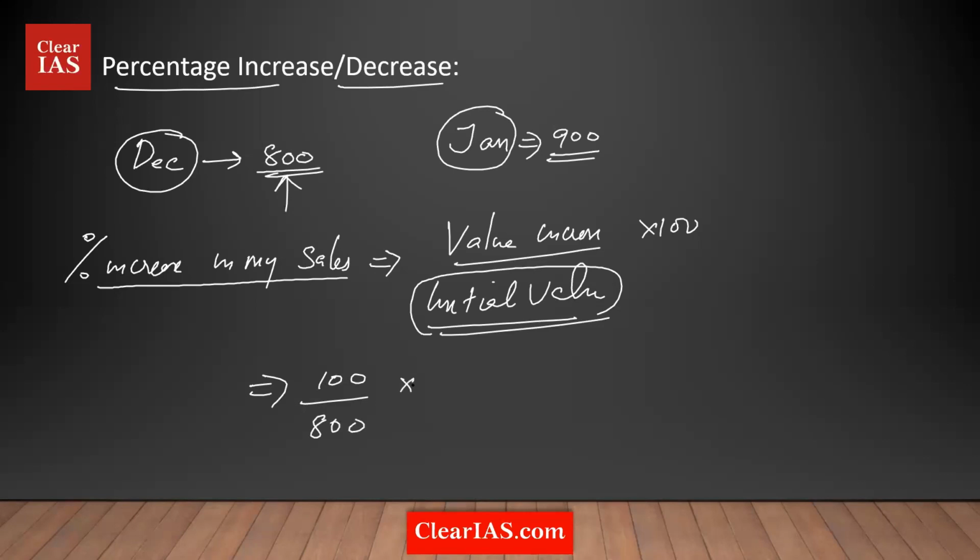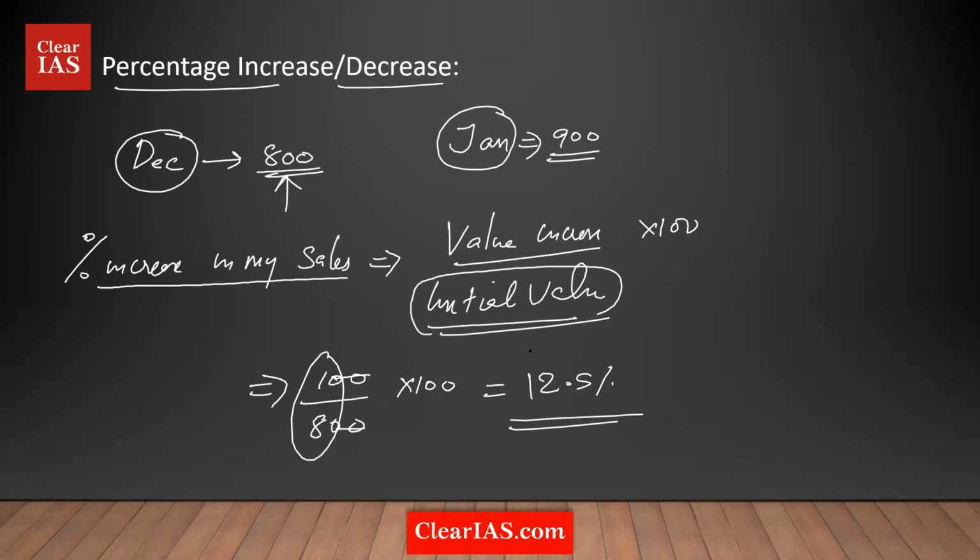So 100 by 800 into 100. That is nothing but 1 by 8 into 100. So 1 by 8, remember what is the corresponding percentage? Can you comment on the chat box? All of you, 1 by 8. We can see 2 of you responding. All of you remember what is 1 by 8, and respond in the chat box. 12.5 percentage. Right. So 12.5 percentage is the right answer here.